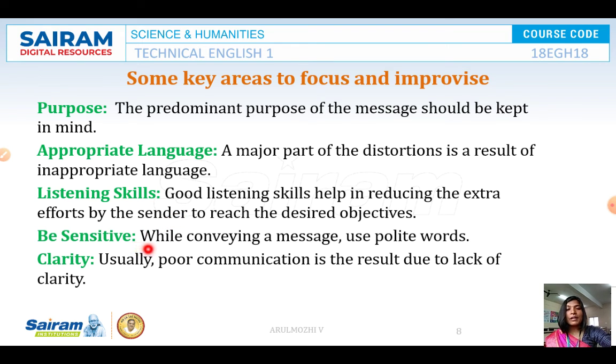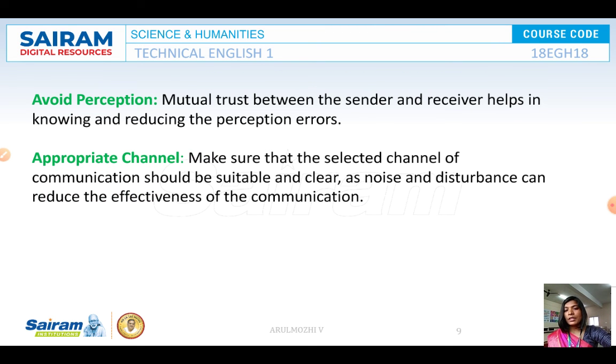Be sensitive. While conveying a message, be polite. If you are not polite, then it will be considered that you are very rude. When you are very rude, nobody is ready to listen to you. So you should be very sensitive when you communicate a message. Next one is clarity. Of course, clarity is the best thing that you need to focus on in effective communication. Poor communication is a result of lack of clarity. So you should concentrate on clarity.